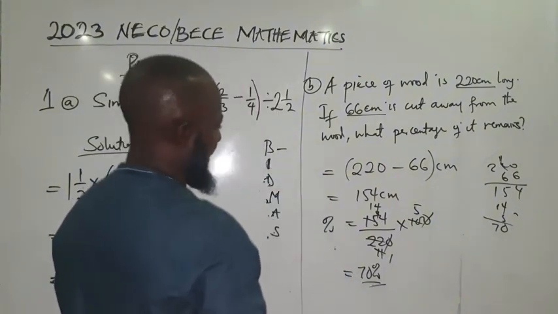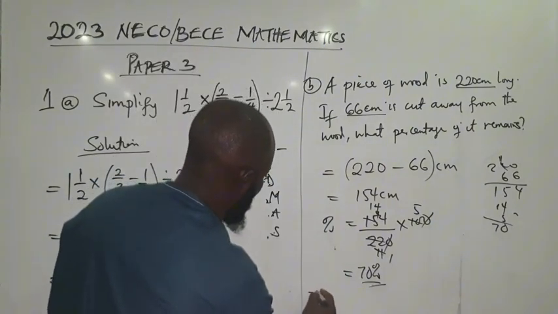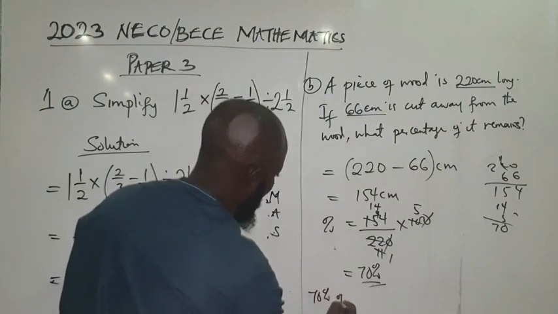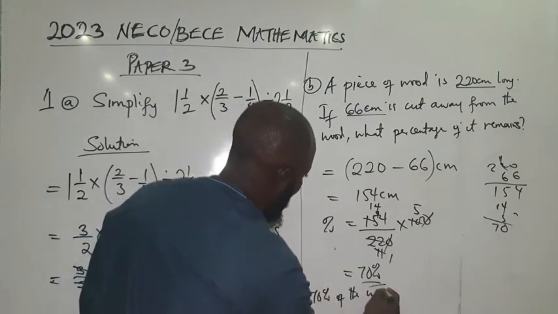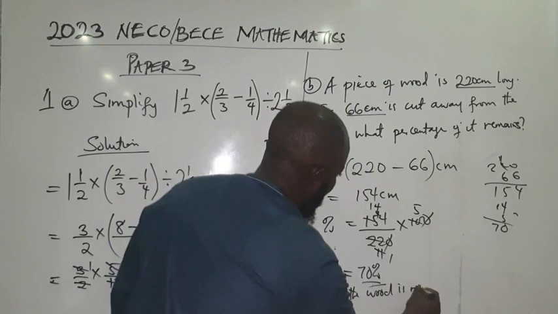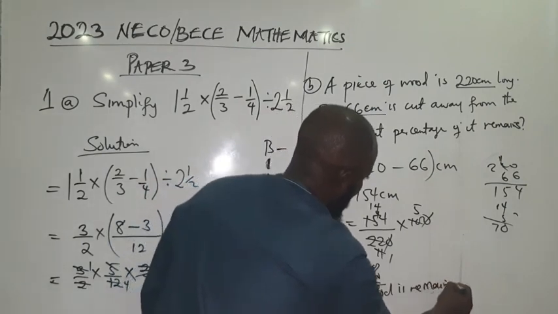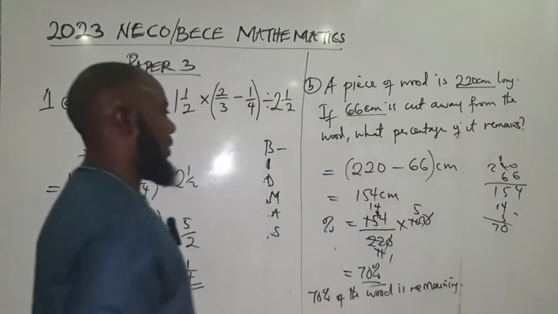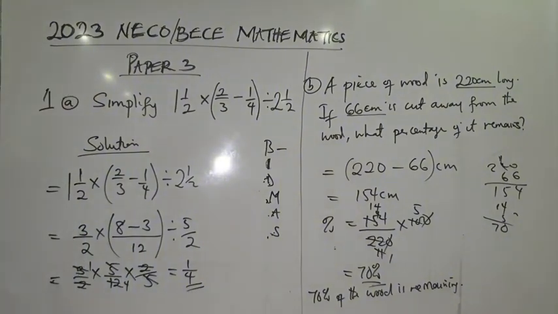So, 70% of the wood is remaining. Or you can put it another way. You can frame it another way. So that is question number 1.